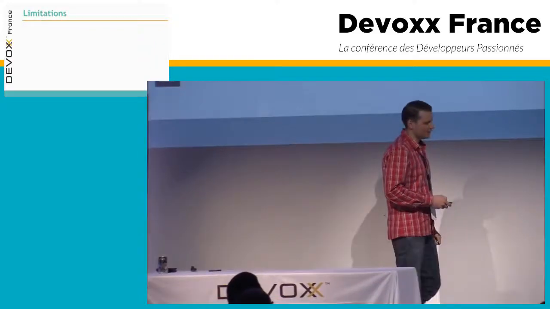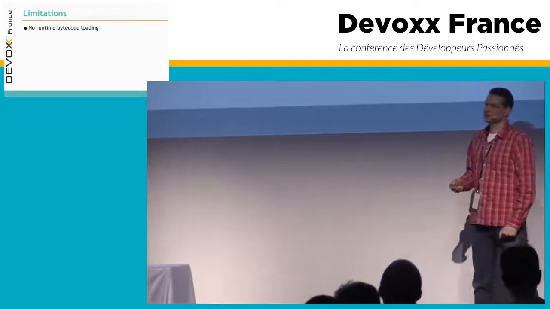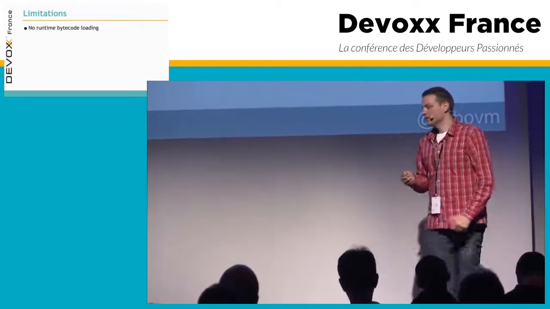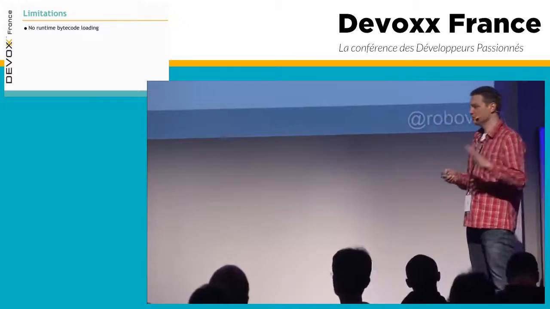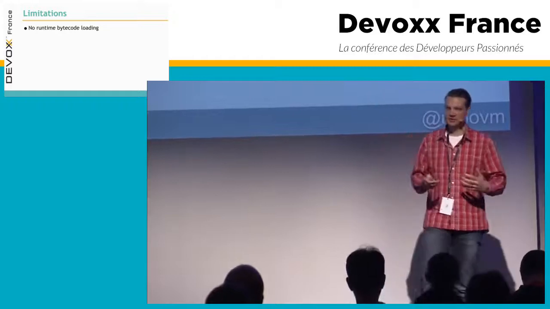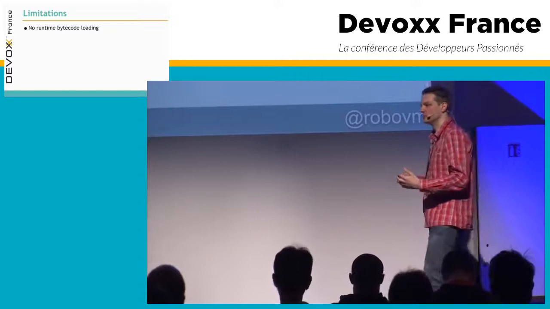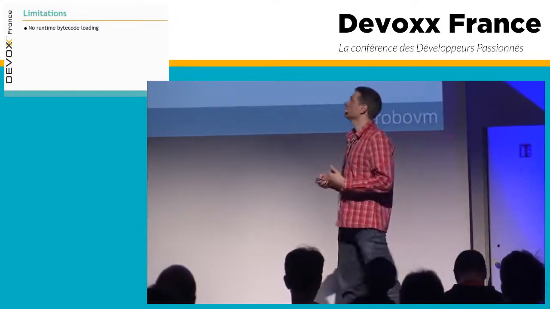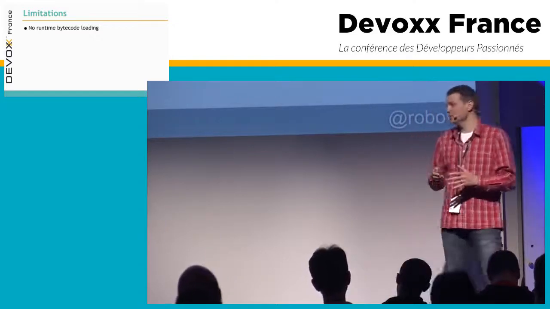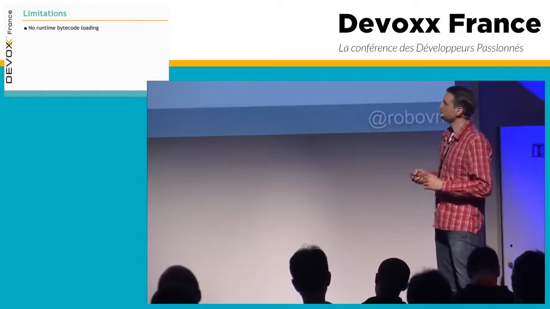So, are there any limitations in RoboVM? First of all, we don't support runtime bytecode loading. So third-party stuff, or if you do it yourself, things that create a custom class loader, generate some bytecode at runtime, and try to load that bytecode using the custom class loader, that will not work with RoboVM. So all the bytecode that your app needs will have to be available at compile time.